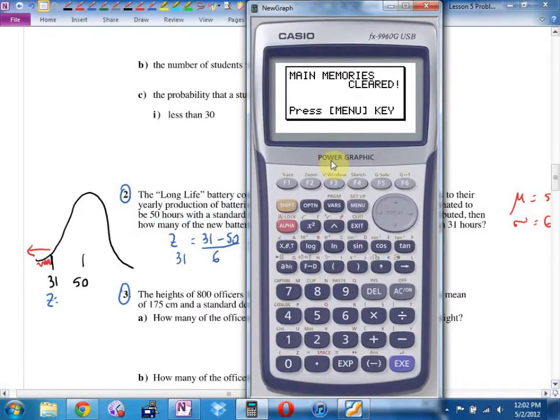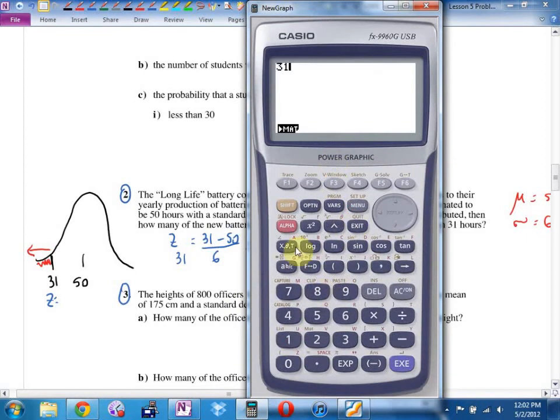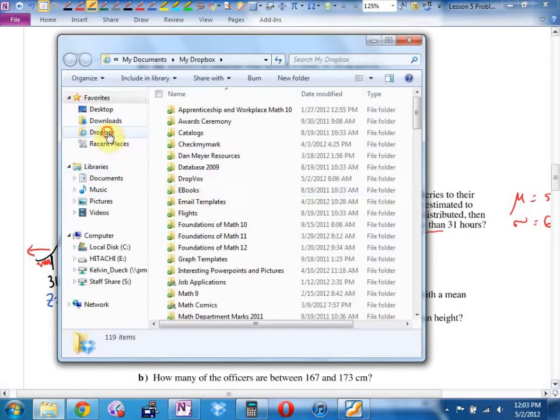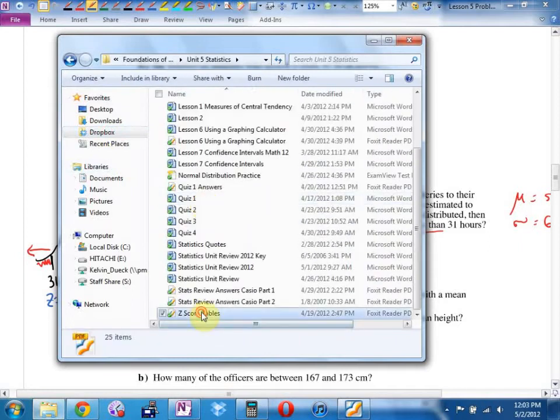31 take away, oh, hang on, menu, 1. 31 take away 50 divided by 6. I get a, wow, a Z-score of negative 3.16, negative 3.17 actually, if I round off properly. That's what I want to look up on my chart. Let's go find my Z-score chart. The orange sheet. Where do I have Z-scores? Under stats, under Z-score tables.